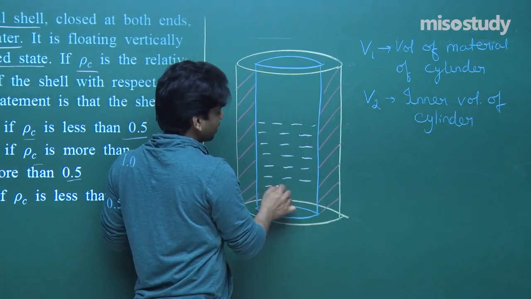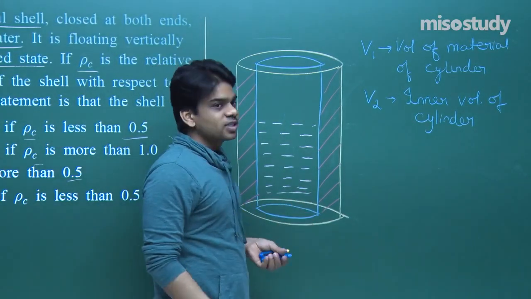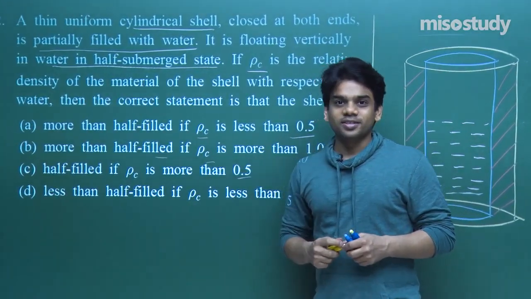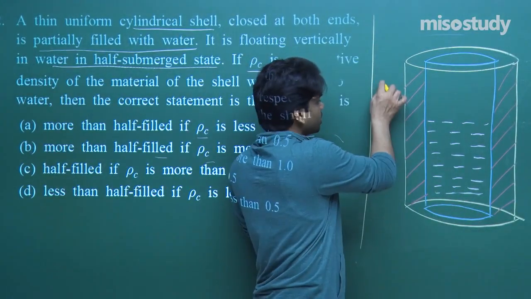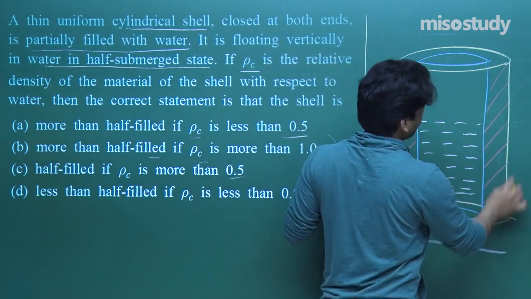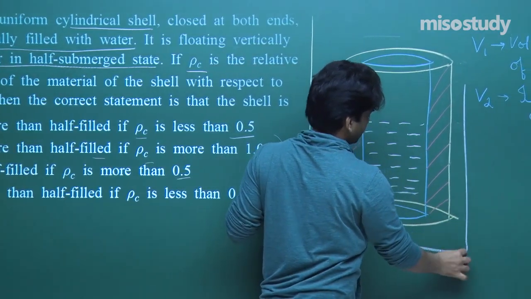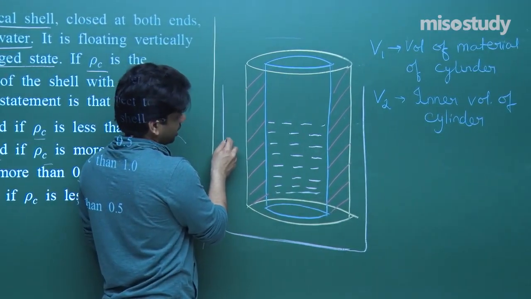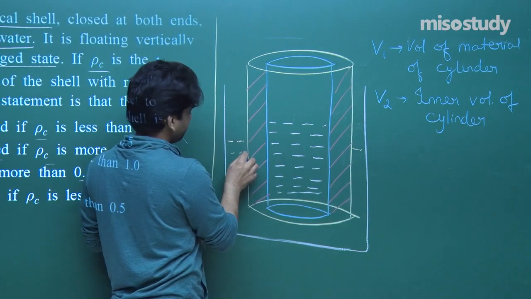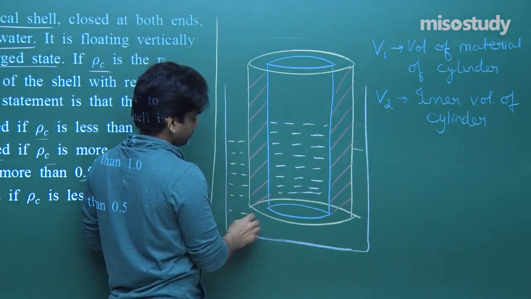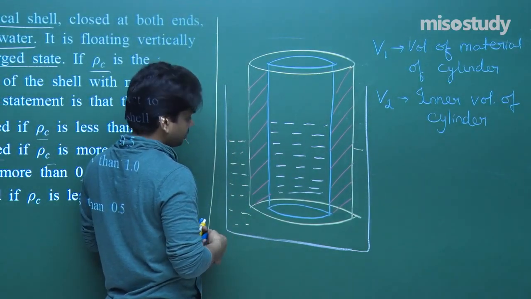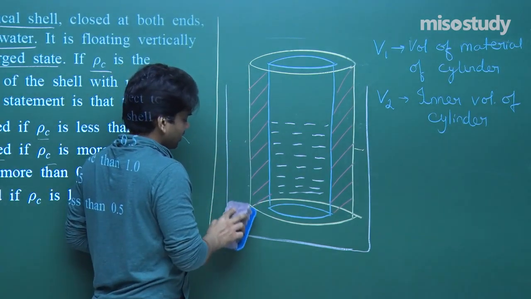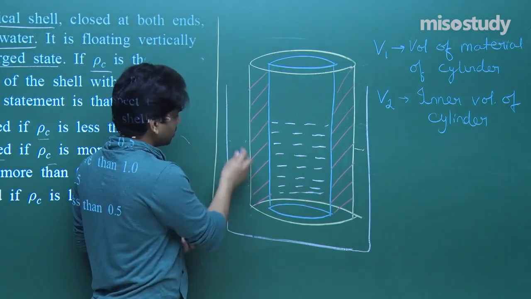Now it says that it's floating vertically in water in half submerged state. So this entire system is floating in water in half submerged state. That means somewhere here you have to mark that it is half submerged. Don't get confused with colors. Let me show you with different colors. Already we have used different colors here, so I'll use this color.